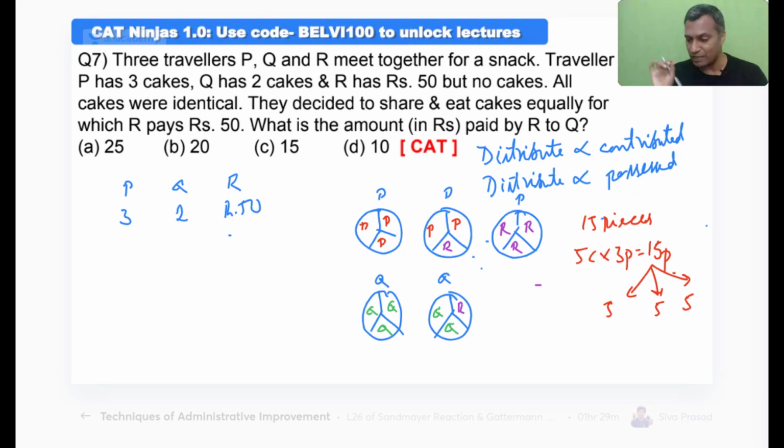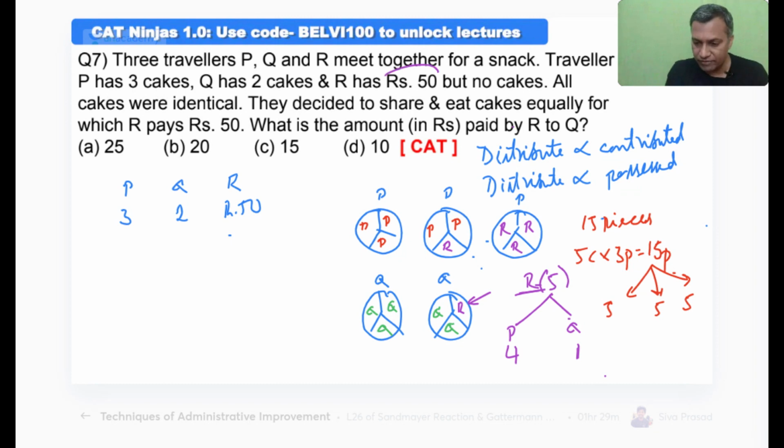Now, if you see, there were 15 pieces totally. Out of 15 pieces, R got five pieces. Out of these five pieces, how many did P give and how many did Q give? P gave four pieces. Q gave only one piece. This is the only piece Q gave. The rest of the four pieces are given by P.